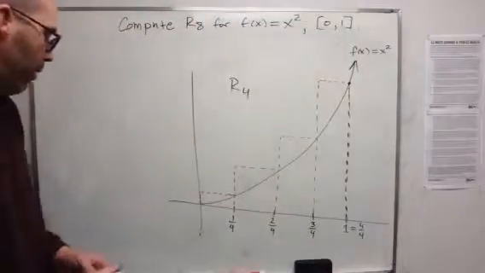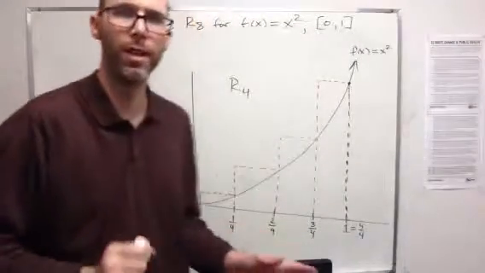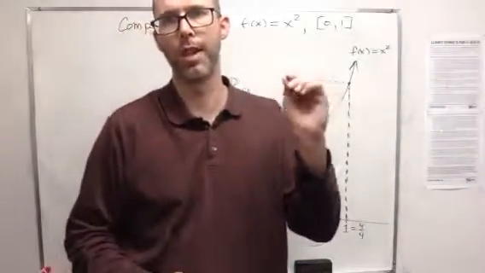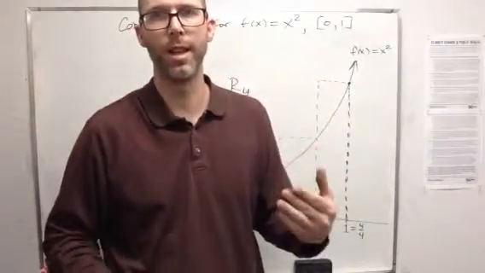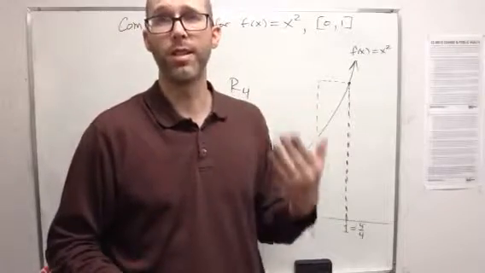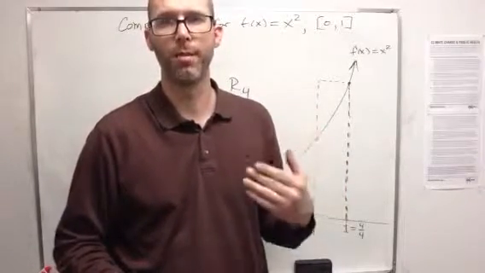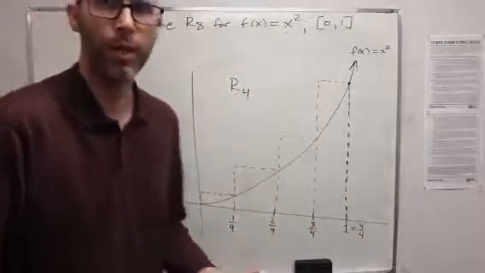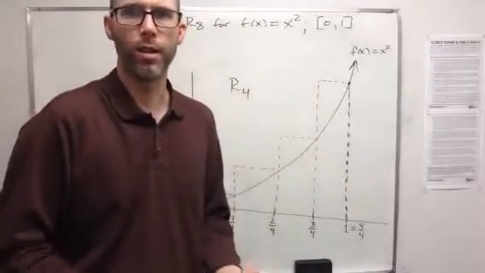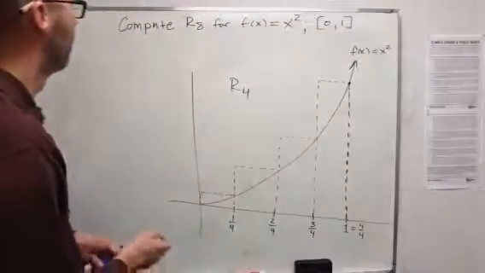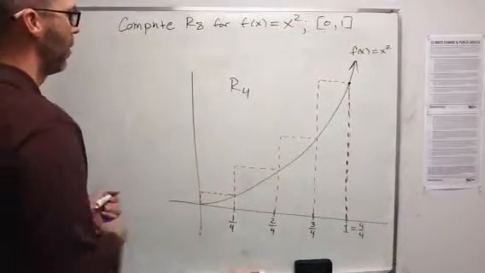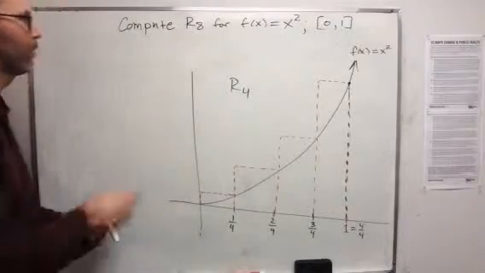Okay, now the major concept to get here is that as we increase n, the approximation gets better. Let me say that again. As we increase n, the approximation gets better. That's really the point that I'm trying to get across here. Okay, here's R4. Alright, now let's compute delta x for R8.